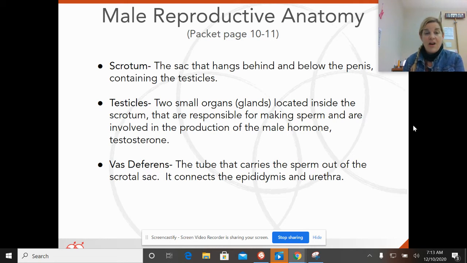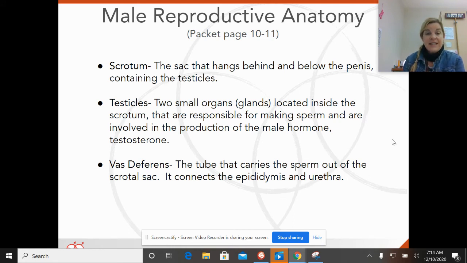The testicles are two small glands or organs located inside the scrotum. This is where the male makes sperm, and this is also where we produce the male hormone testosterone. So if we wanted to compare the male and the female, we could say that the testicles would be the equivalent of the ovaries in the female. So the testicles is where we make hormones and sperm for the male. The ovaries is where we make hormones and store all the eggs for the female.